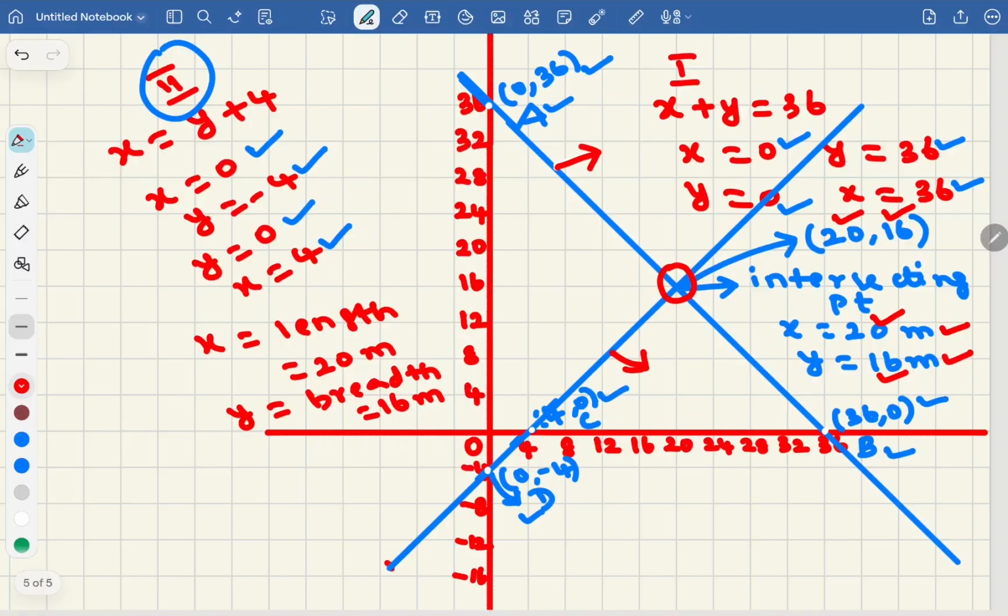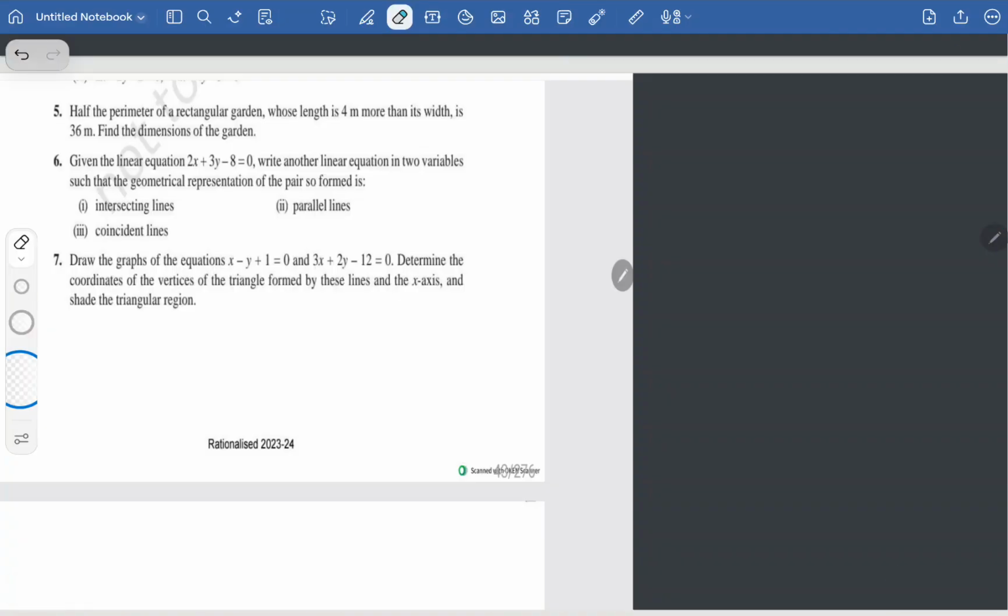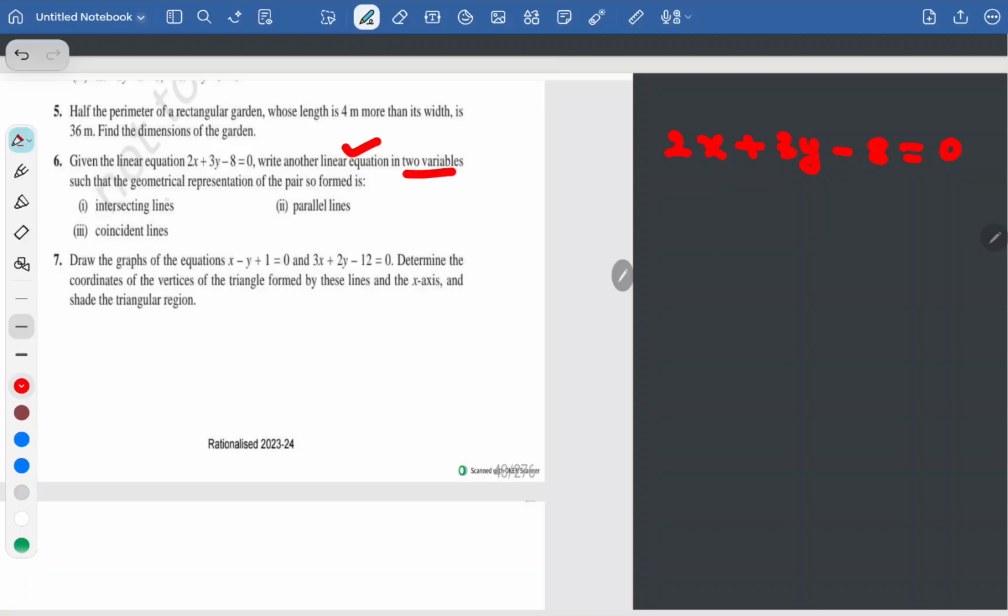Now I am going to discuss problem number 6. Then I will end with the exercise's last problem, number 7. Problem 6 is given as: given the linear equation 2x plus 3y minus 8 equal to 0, write another linear equation in two variables such that the geometric representation of the pair so formed is first intersecting lines, second parallel lines, third coincident lines.